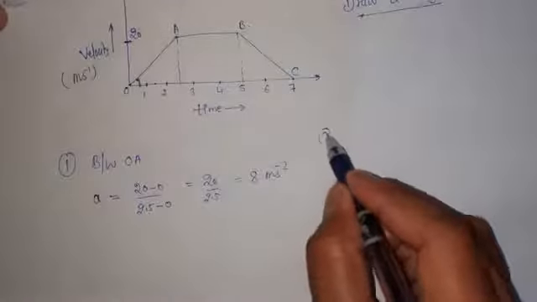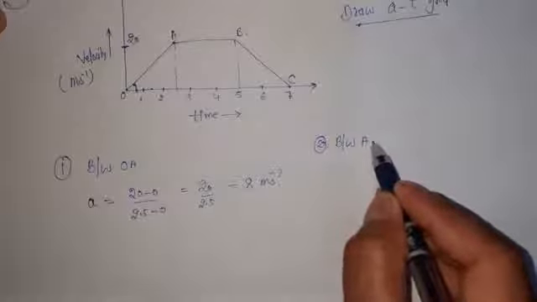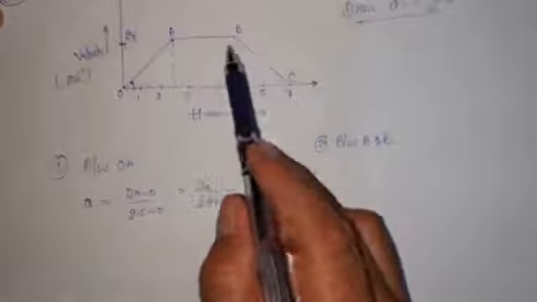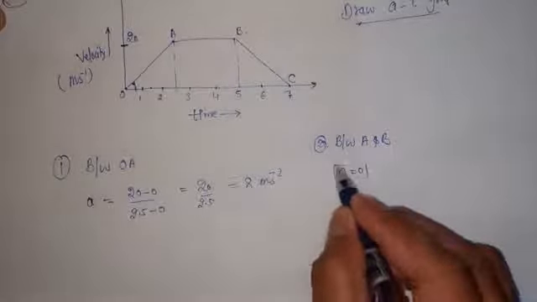Okay, now second part over here between A and B, how much is that acceleration? So we are looking over here, velocity is constant. Okay, so velocity is constant, that means acceleration is 0 in that region.